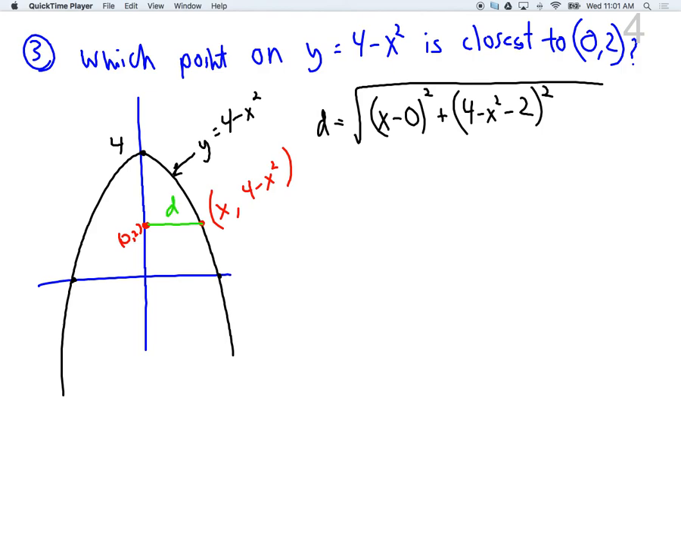The problem is we're going to get a polynomial under a radical, which means we can rewrite it as the polynomial raised to the 1/2 power and go through the chain rule, and things will get a little bit ugly. But you can remember one simple idea. If I'm minimizing or maximizing a radical, all I need to do is minimize or maximize the radicand.